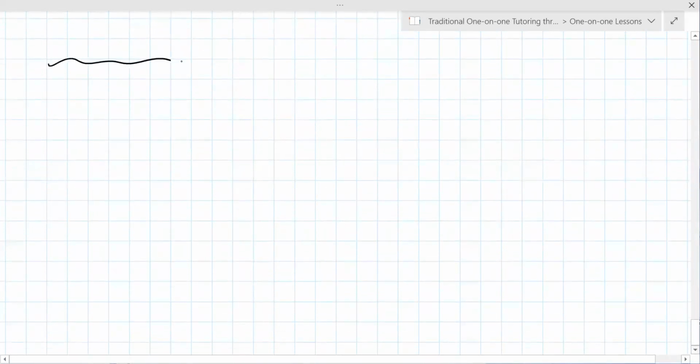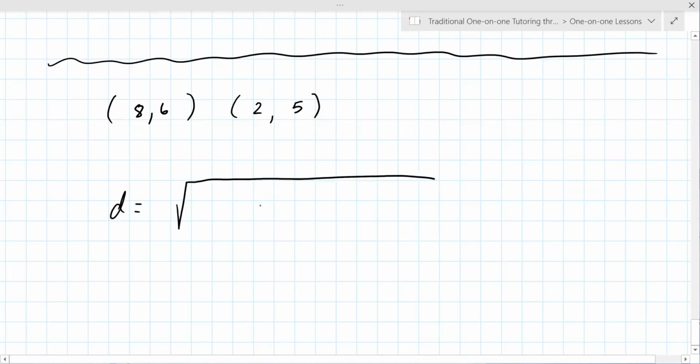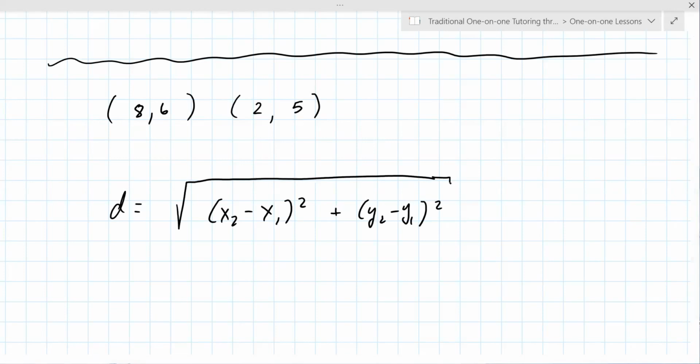Okay, let's try a new problem here. Let's say I give you the points 8, 6, and then 2, 5. And I'd like you to try this one on your own, please. You're really close to being able to do one all the way through on your own. So go ahead and try this. I'll check back with you and then we can work it out together if there's still questions. But you almost got it.